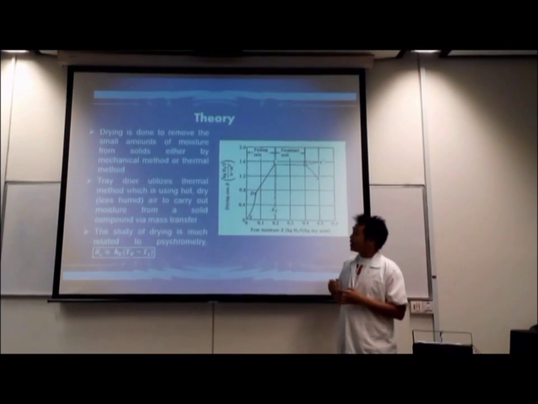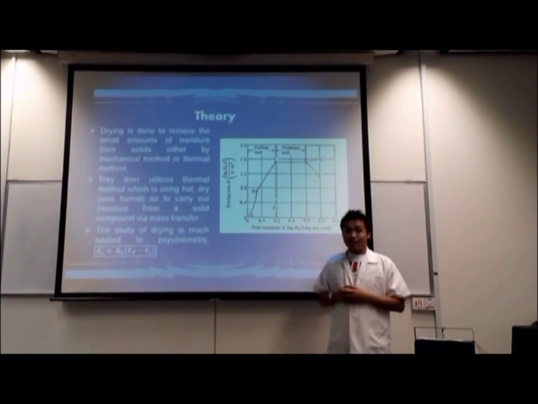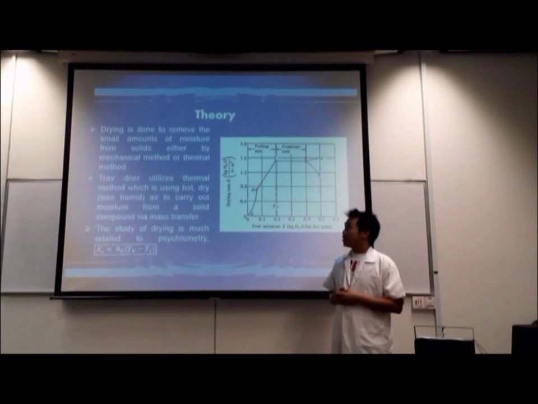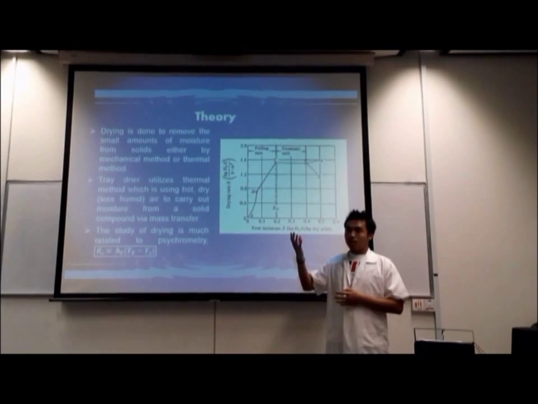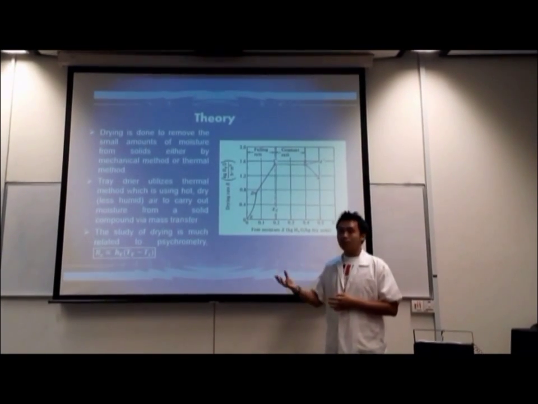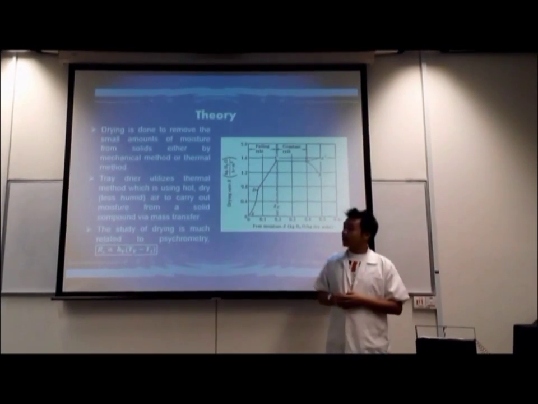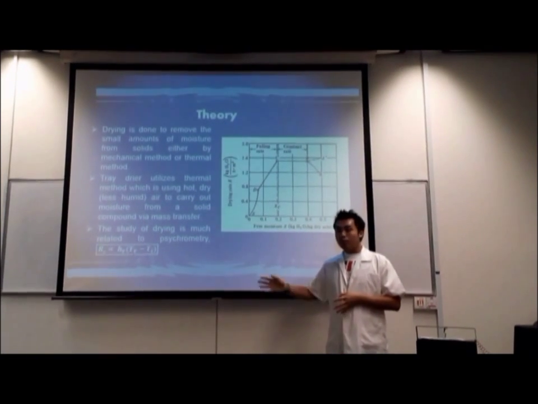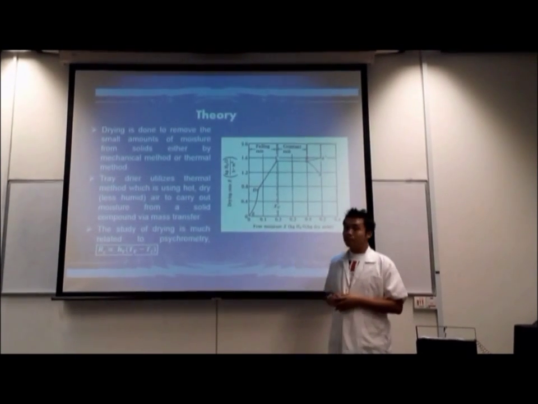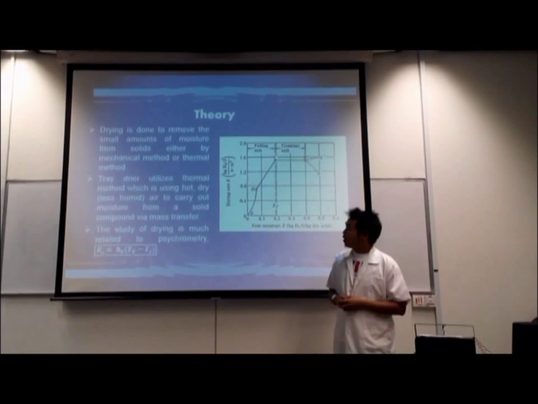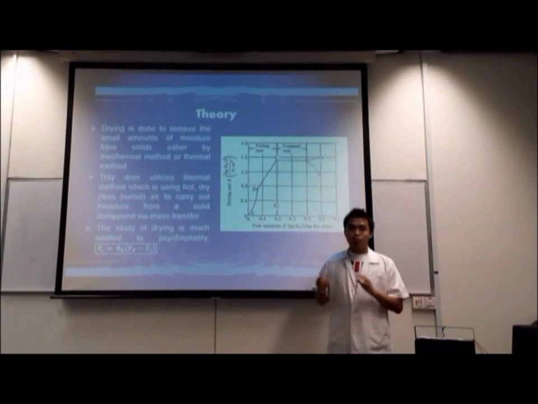The theory of drying is basically, there are two methods of drying, which are the mechanical method and the thermal method. Mechanical methods involve spinning or rotation of the wet solid. It uses centrifugal force, like in our clothes dryer. The thermal method uses heat or hot air to remove excess water. So the tray dryer utilizes the thermal method, which is hot air, or less humid air, to carry moisture from the wet solid to the air.